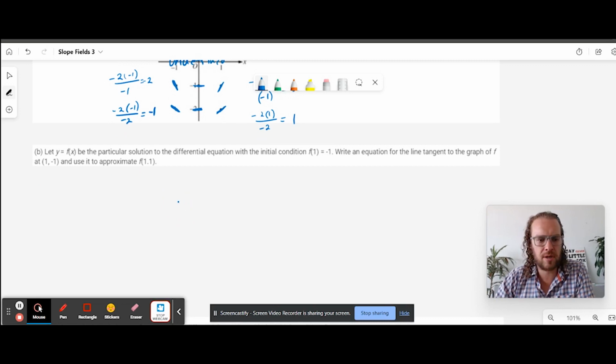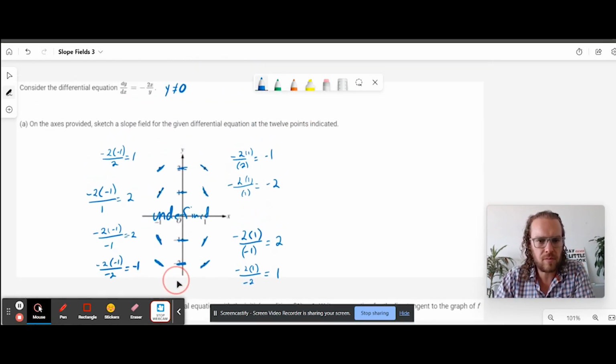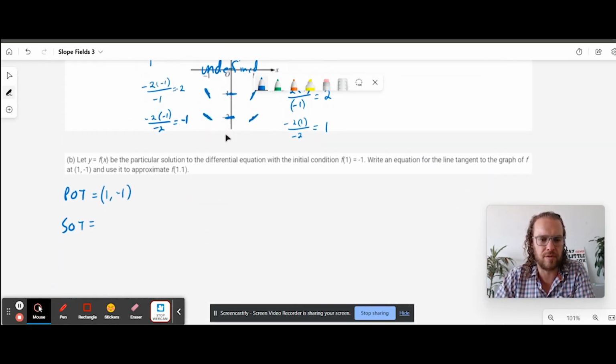So instead, what we need to do, and the way I usually talk to my students about it, is needing the point of tangency, which in our case is given to us, of course, it's 1, -1. And the other thing that we look for is the slope of tangency. Okay, and our slope of tangency is literally if we just plug those two things in there. And so in our differential equation, we had -2x over y.